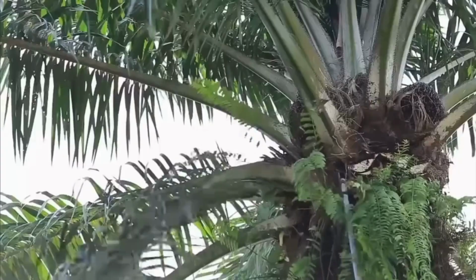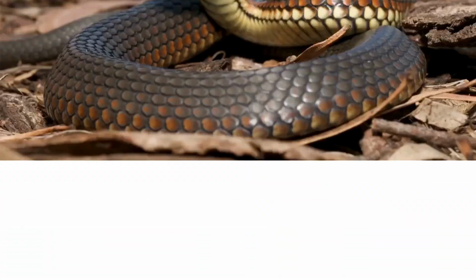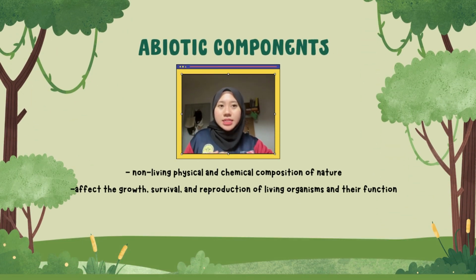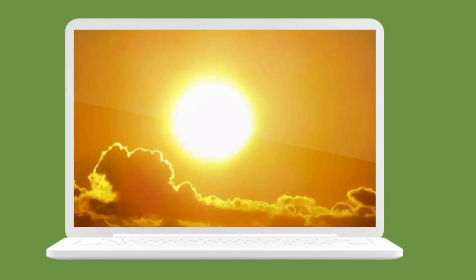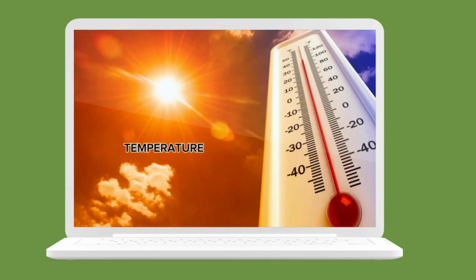According to our field study, we found that our biotic components are the oil palm tree itself and other animals like monkeys and snakes. Okay, next, abiotic components. Abiotic is the non-living physical and chemical composition of nature, as it affects the growth, survival, and reproduction of living organisms and their function. Abiotic components affecting the oil palm tree are sunlight, water, air, soil and rocks, temperature, and rain.